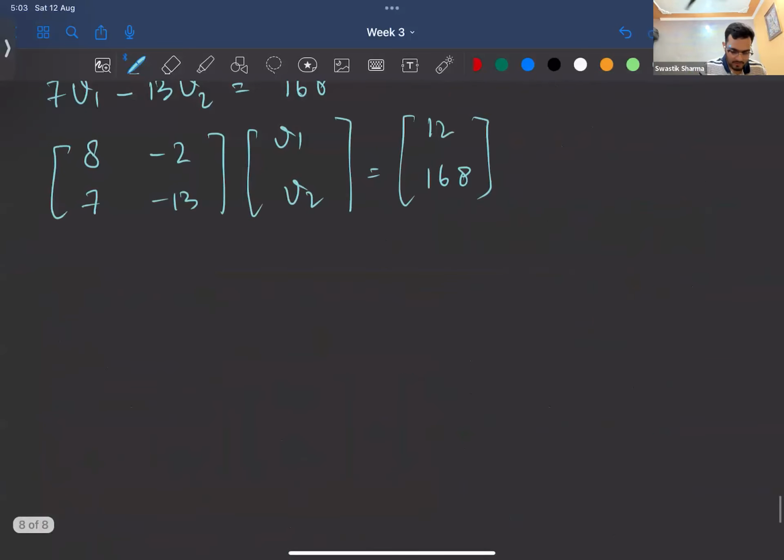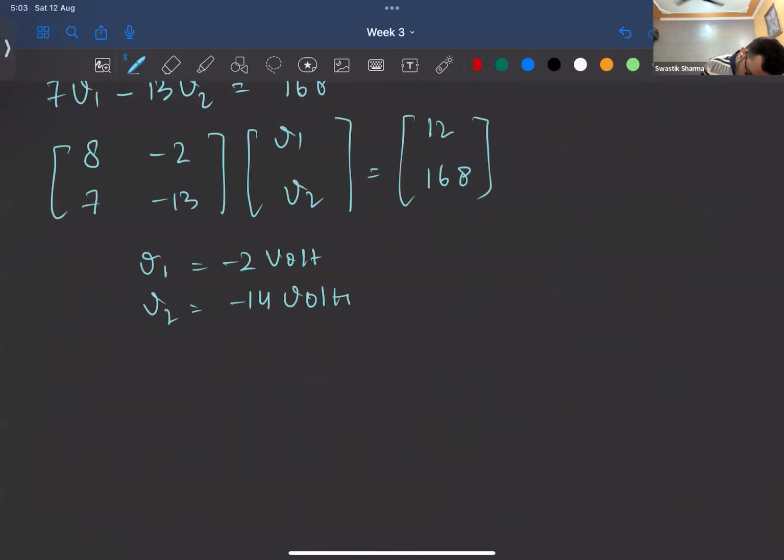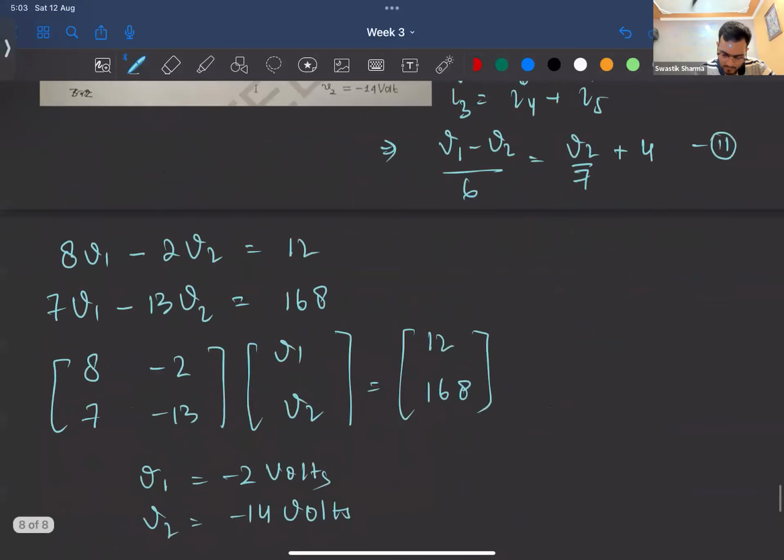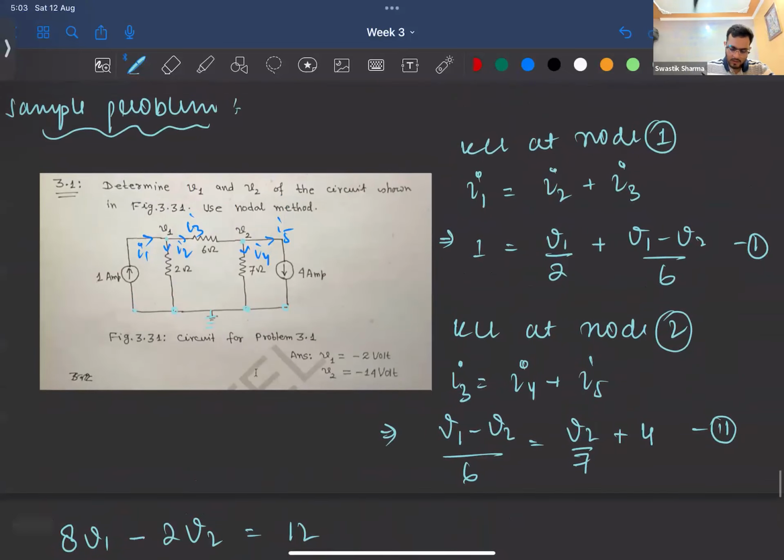So V1 is minus 2 volt for me, and V2 is minus 14 volt. Okay, and that corresponds to the answers in the exercise as well.